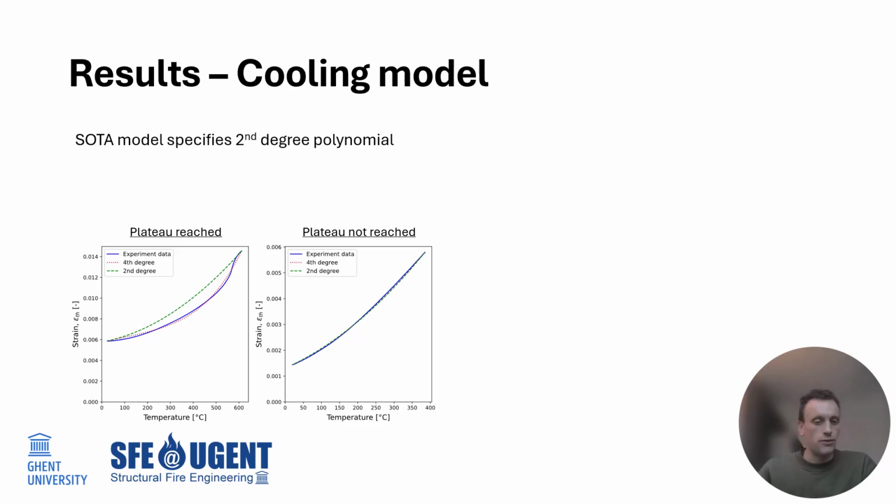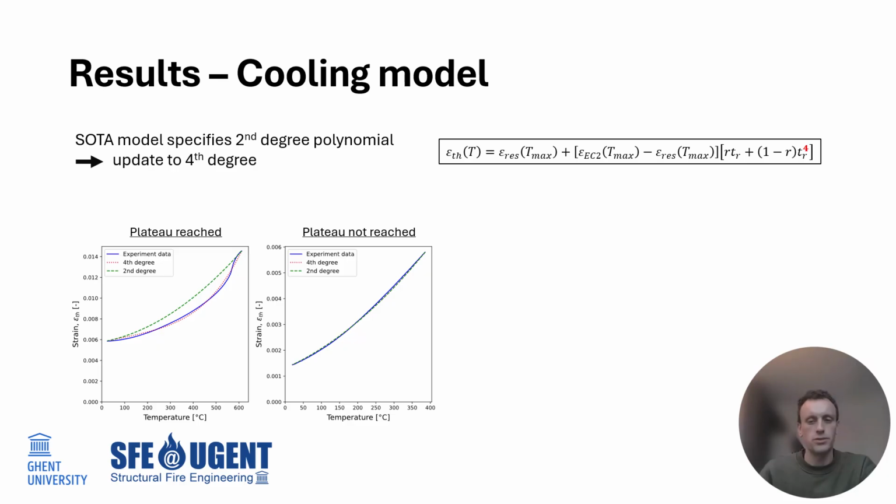So we started looking for a solution, and we found a solution by changing the second-degree term to a fourth-degree term. So we just changed the exponent 2 to the exponent 4.